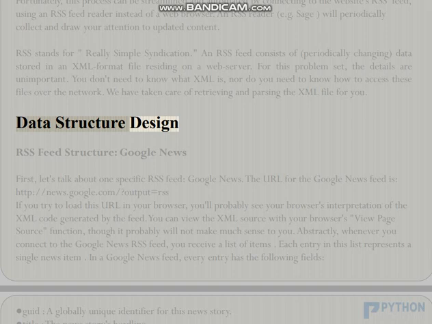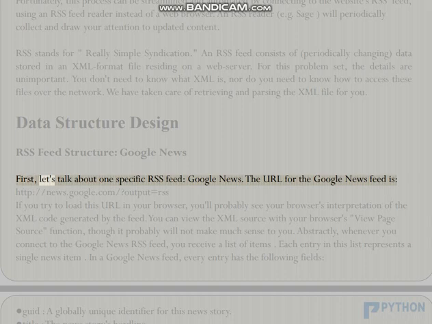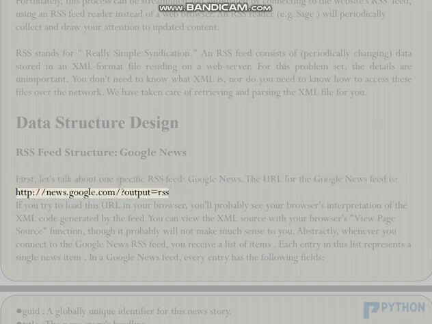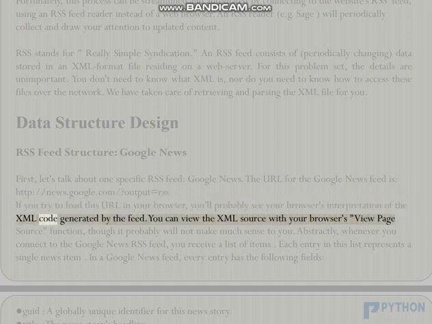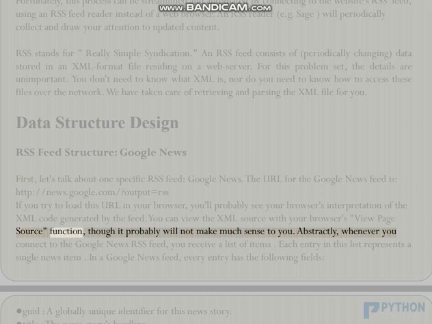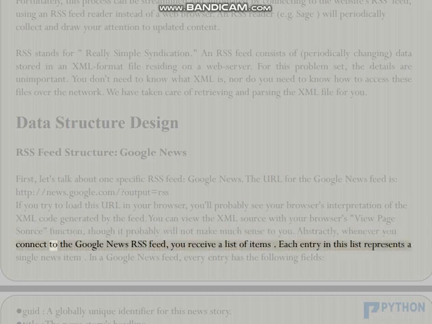Data structure design. RSS feed structure, Google News. First, let's talk about one specific RSS feed, Google News. The URL for the Google News feed is http://news.google.com/?output=rss. If you try to load this URL in your browser, you'll probably see your browser's interpretation of the XML code generated by the feed. You can view the XML source with your browser's view page source function, though it probably will not make much sense to you. Abstractly, whenever you connect to the Google News RSS feed, you receive a list of items.